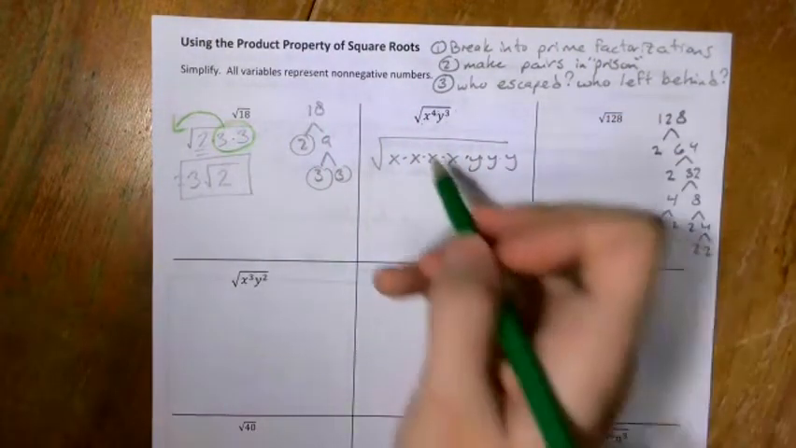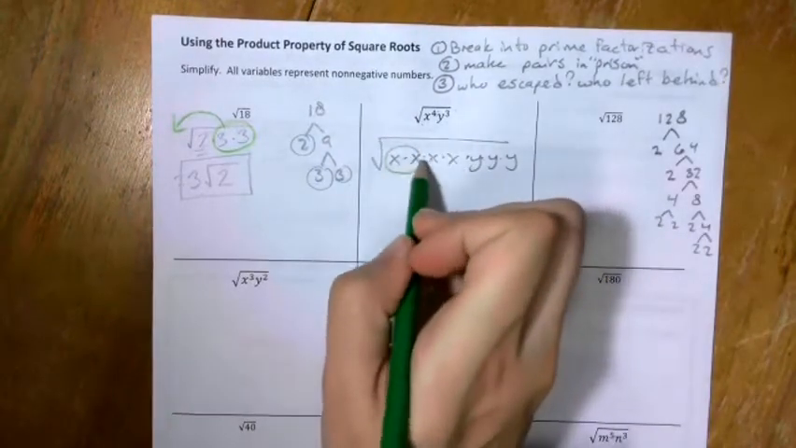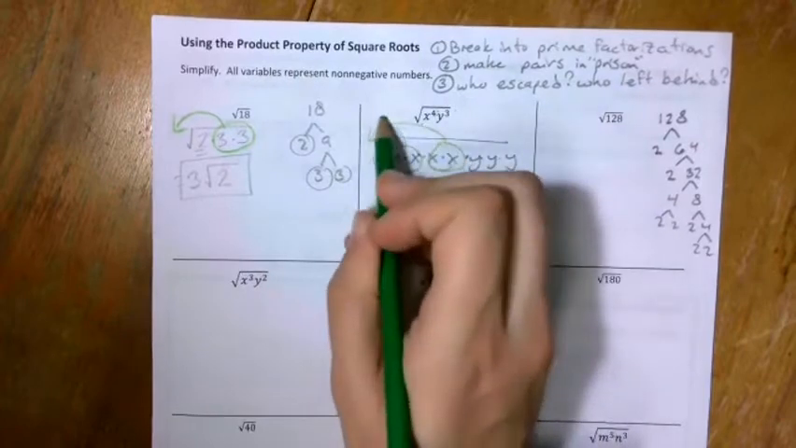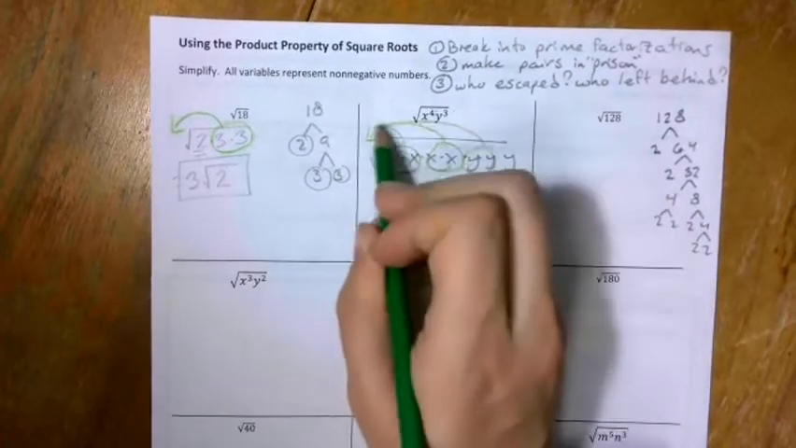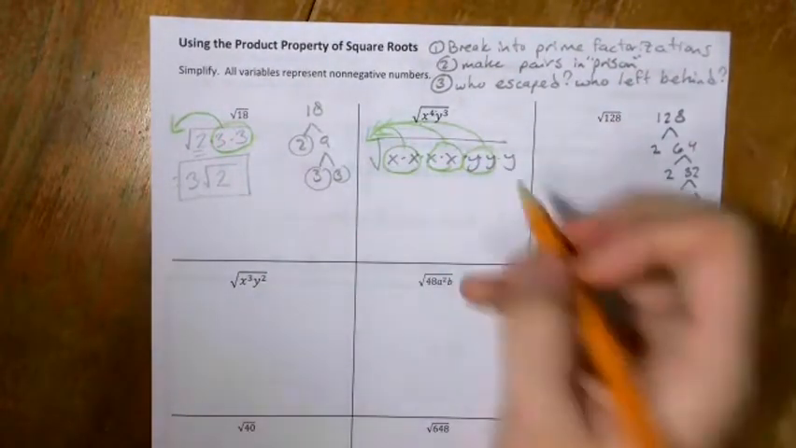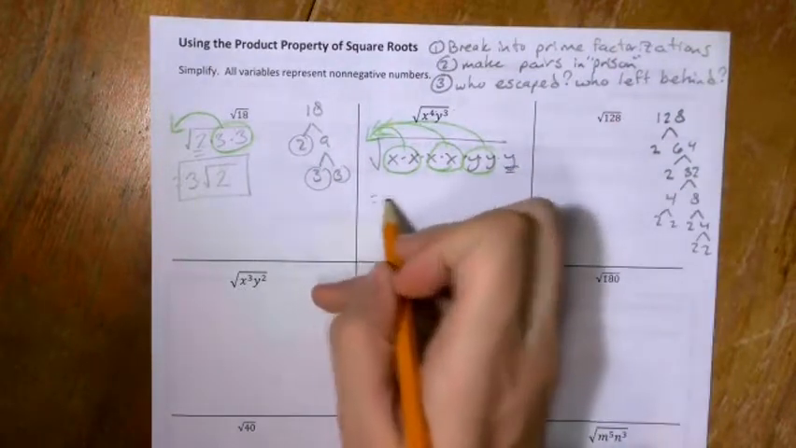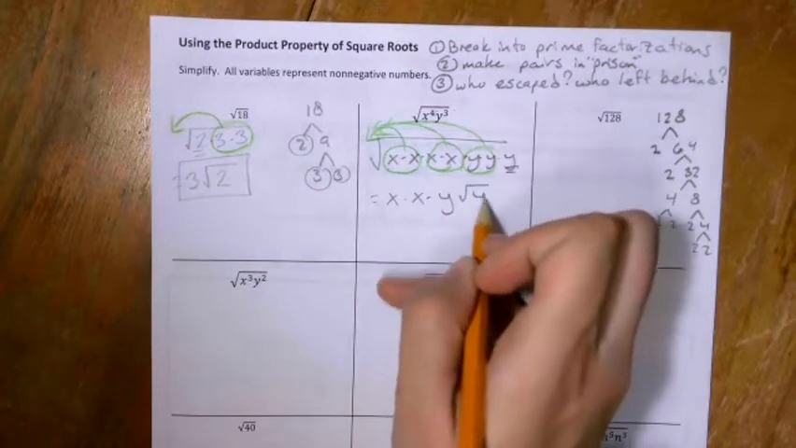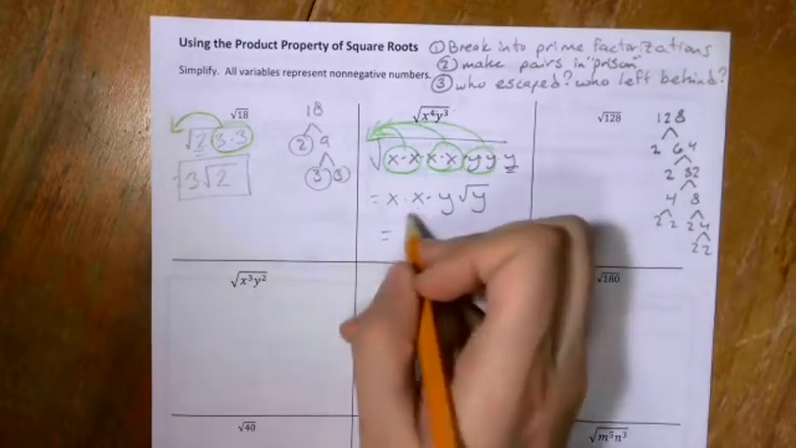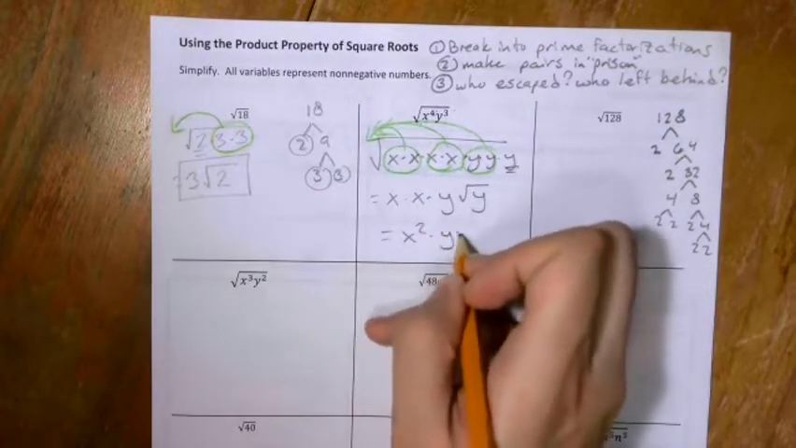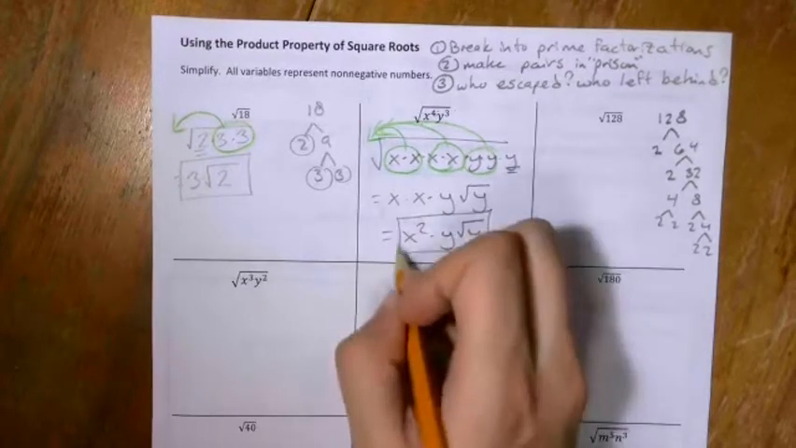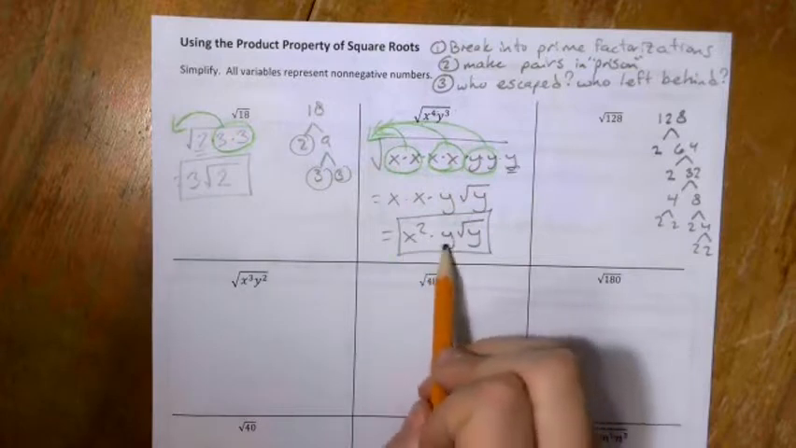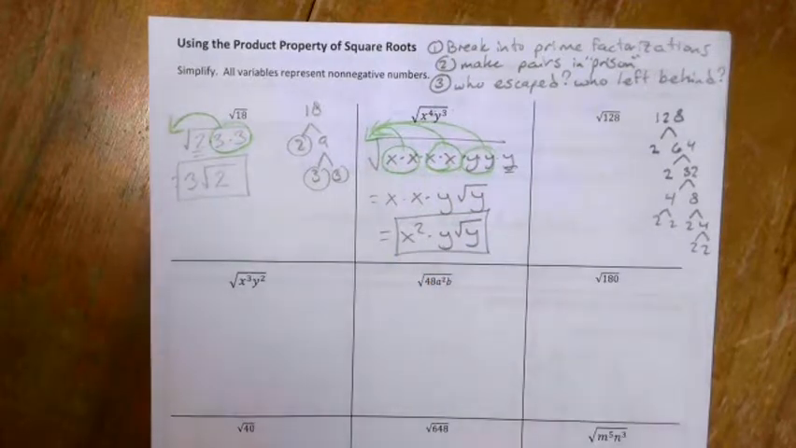Now we need to make pairs. Buddies who can escape. Maybe they dig a tunnel together. We've got one x who can escape, another x who can escape, and one y who can escape. So who gets left behind? A y does. So that means we have an x that escapes, an x that escapes, a y who escapes, and a y left behind. We can combine our x's to get x squared times y times square root y. So that is our final answer. This should be in alphabetical order, right? X comes before y, just to remind you.